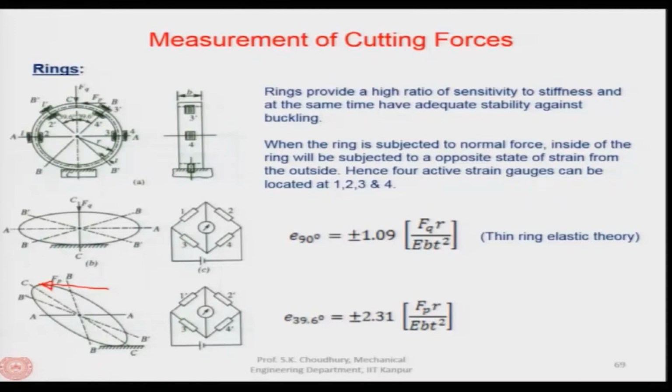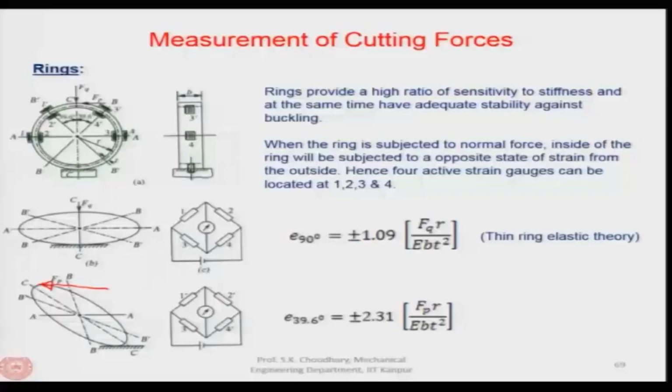So, this is the disadvantage that the ring type structures have, but otherwise rings provide a high ratio of sensitivity to stiffness, as I said, and at the same time have adequate stability against buckling. Because of these properties, the ring type structures are used for measuring forces in practice, that we will discuss in our next lecture. Thank you for your attention.